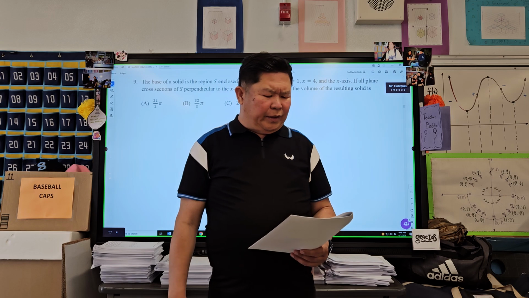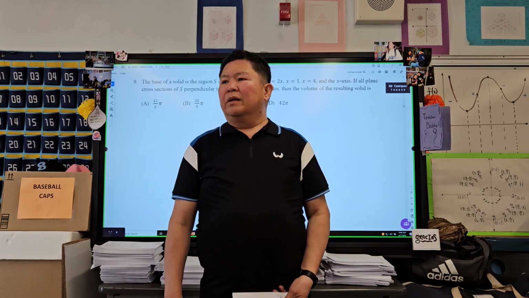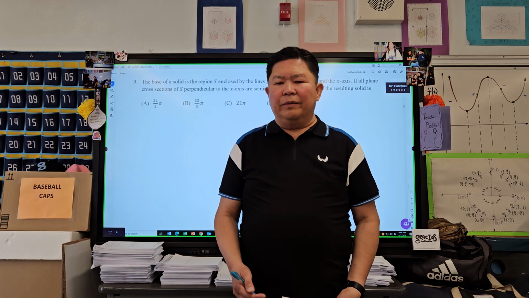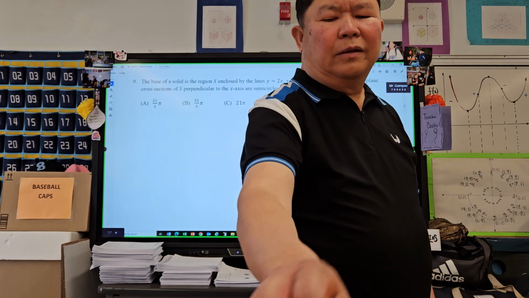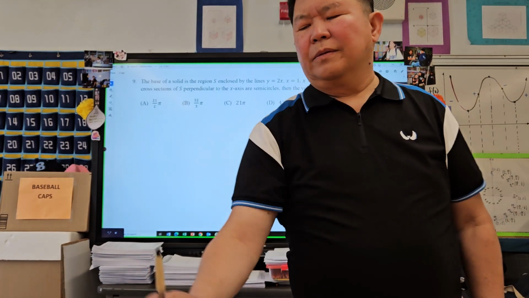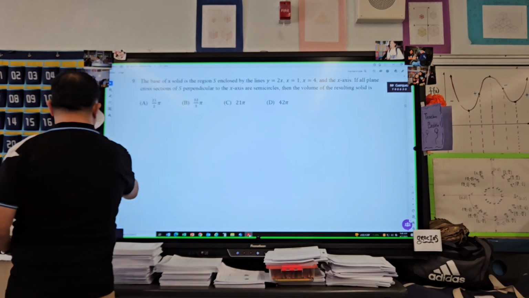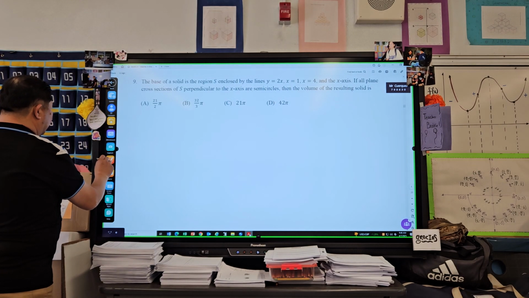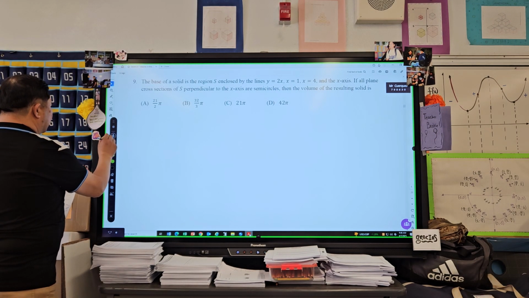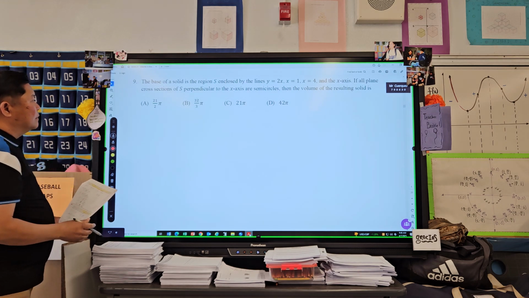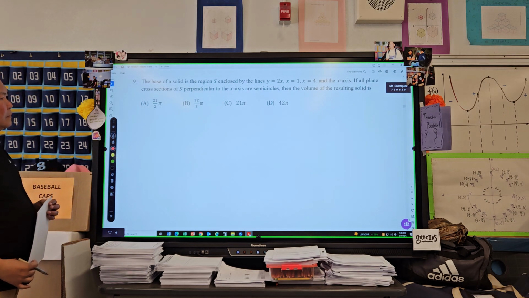So problem 9 says, Joseph, can you read the problem, please? The base of the solid is the region enclosed by the line y equals 2x, x equals 1, x equals 4, and the x-axis. If all plane cross-sections of S perpendicular to the x-axis are semicircles, then the volume of the resulting solid is.